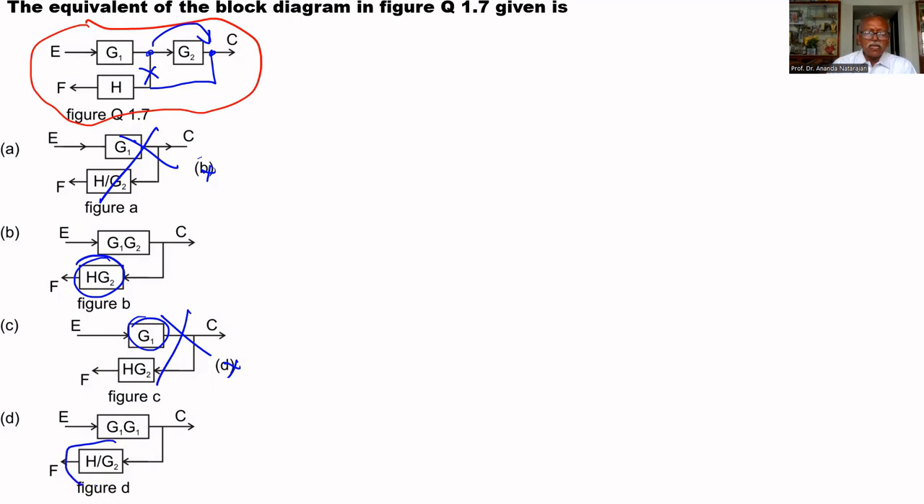But in C and D, it is divided. So it should be attenuated by G2 times. Therefore, D is the correct answer, not B.